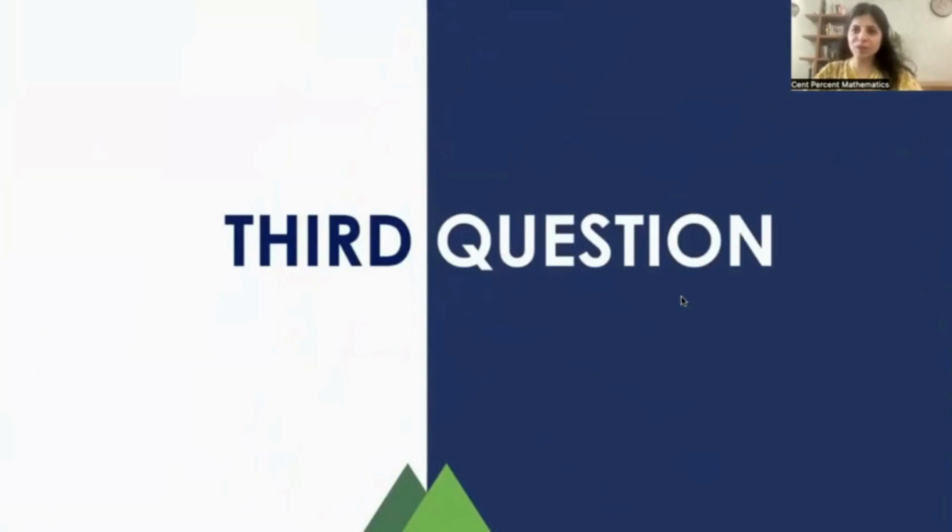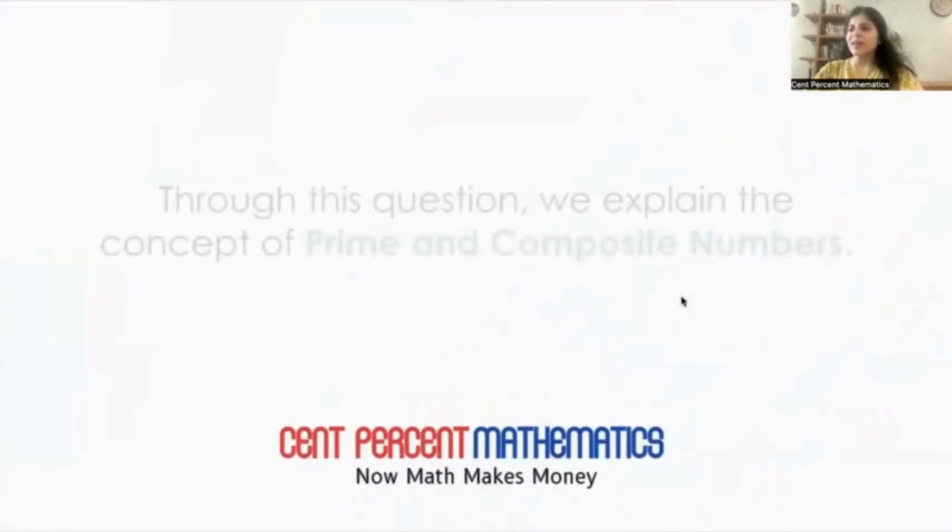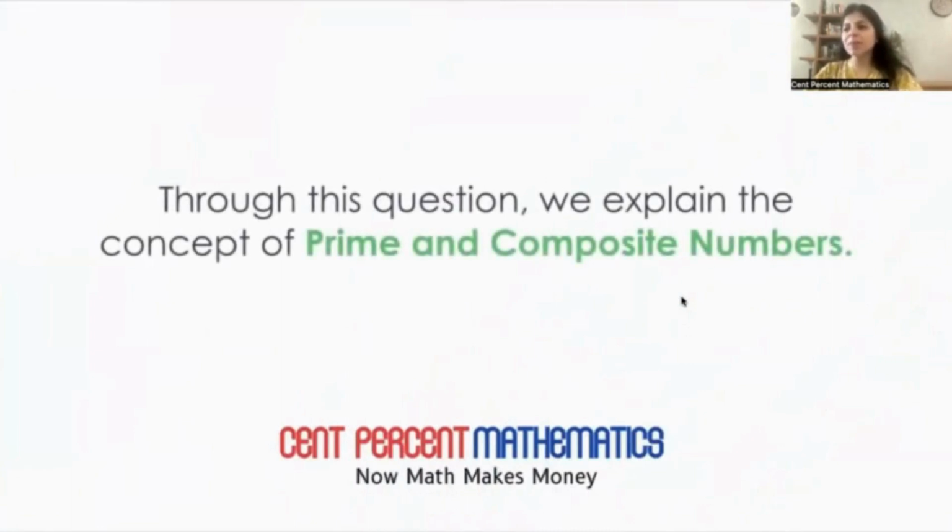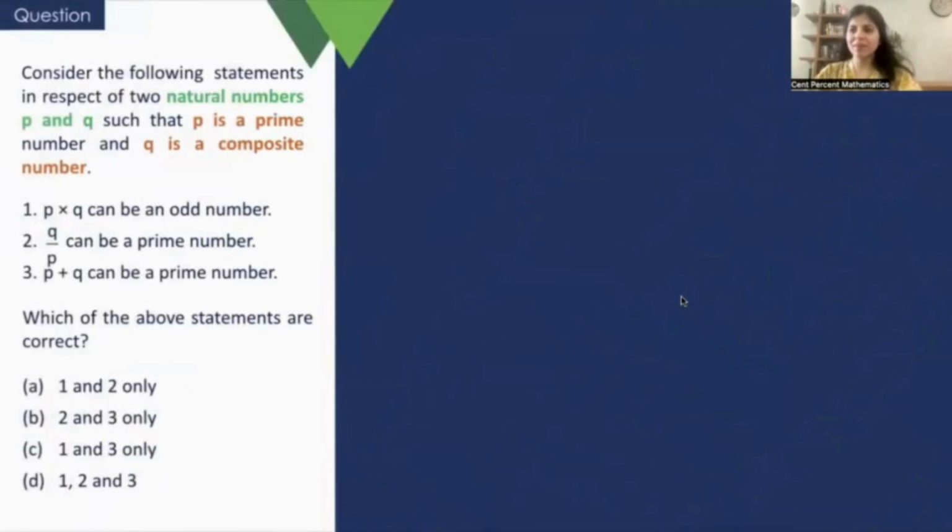Do the third question for the day and the last one. Through this, we'll explain the concept of prime and composite numbers. I'm sure you must have all studied this in your primary classes, but this will give you an edge over others when you're able to understand why we name them as prime numbers and why we name them as composite numbers. So let's learn that through, again, a question.